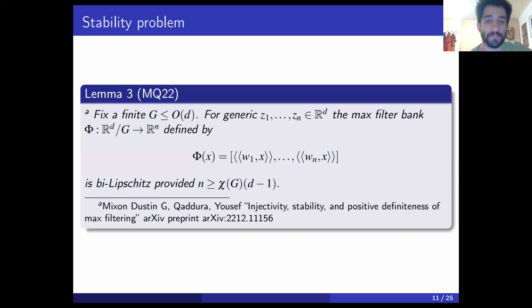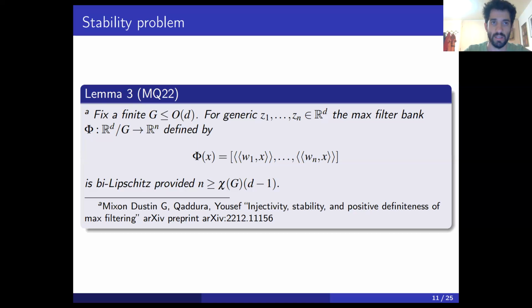Now for the stability problem, as a state-of-the-art result, which I actually saw last week for the first time, it states that for the max filter, if we have at least P of G times D minus 1 generic vectors, where this P of G is the Voronoi characteristic of the group, then we're guaranteed that phi of x is bi-Lipschitz, so it also has a strictly positive lower Lipschitz bound. So now let's pass to our results.